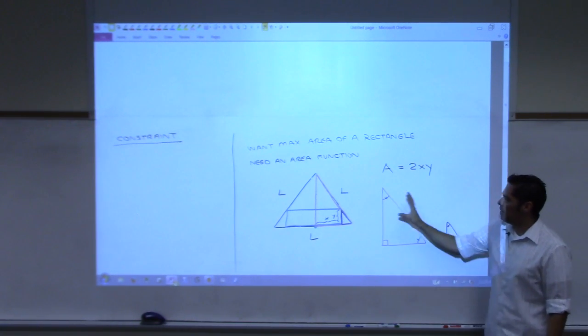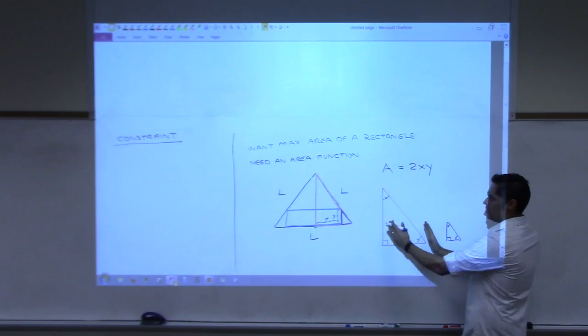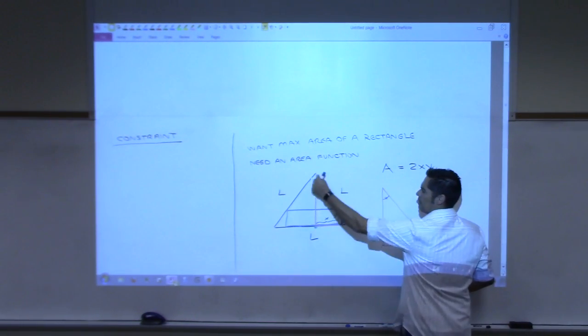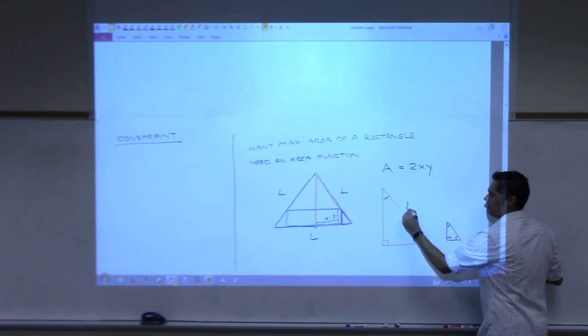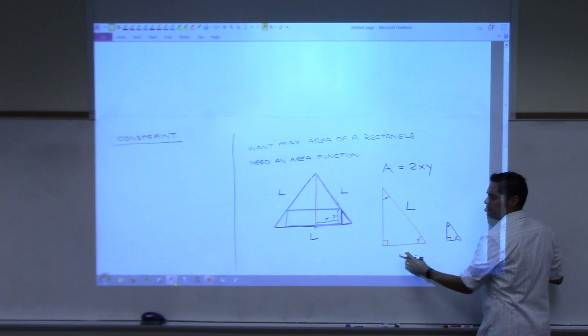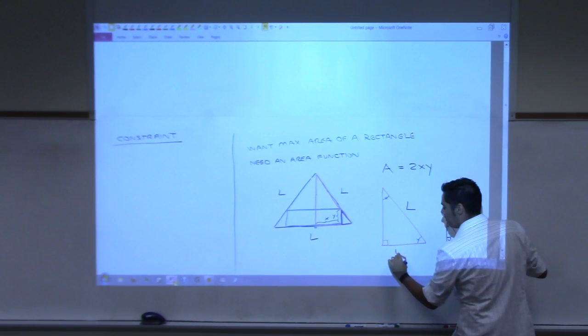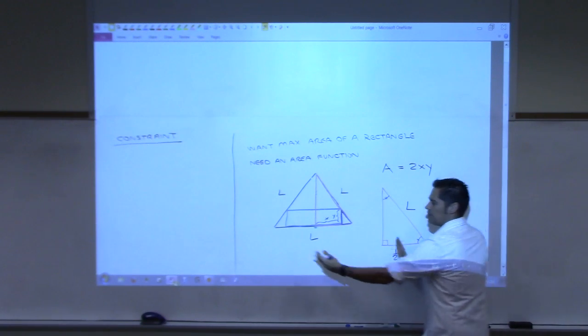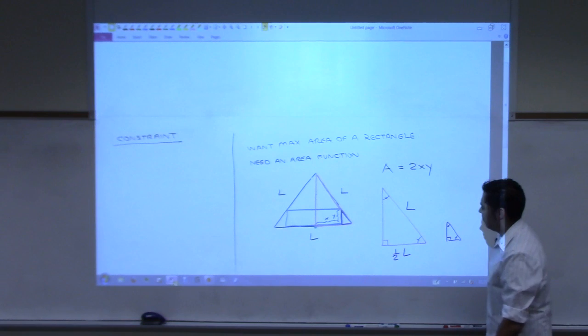But do you have any information about the sides of this triangle? What do you know? This is the big triangle. What's this side? L. What's this side? Half of L. This is half of capital L, right? This is the whole L. This is halfway. Okay.